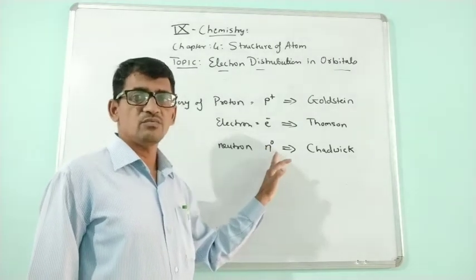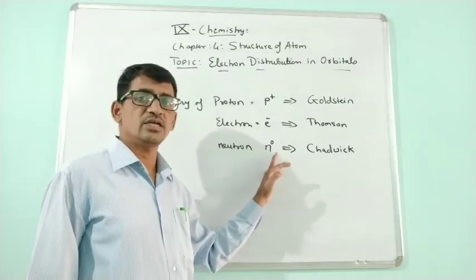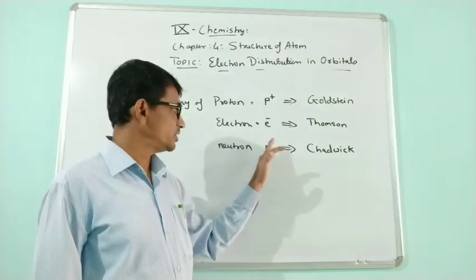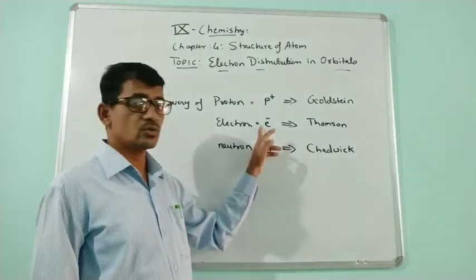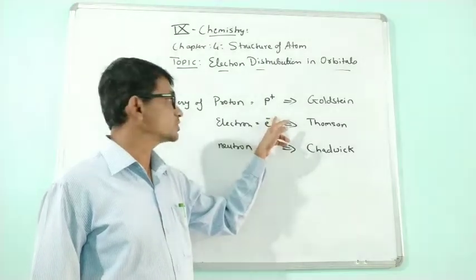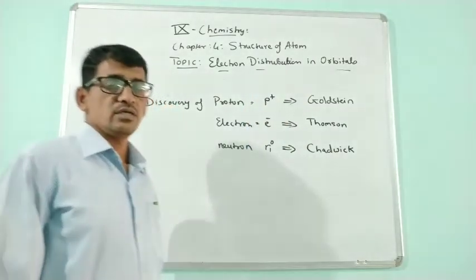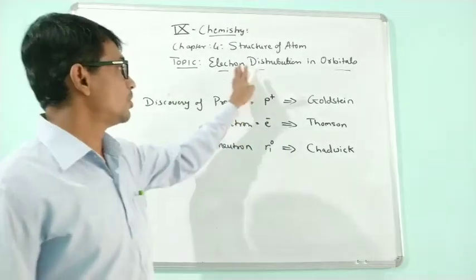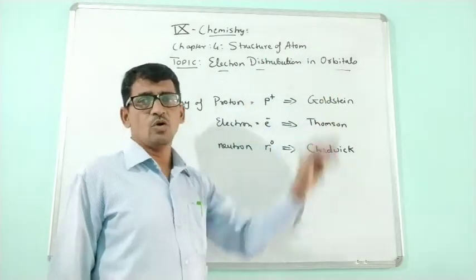Another third particle which is present in the nucleus is neutron, which has neutral charge. So it is designated by N0. Electron is E-1, and proton is E+1. Now we discuss the distribution of electrons in an orbital.